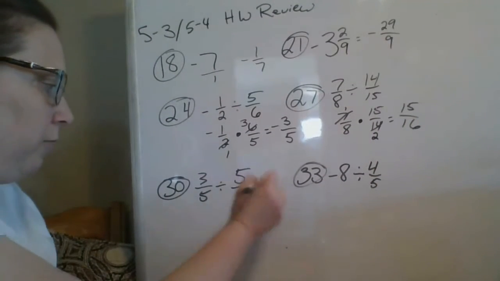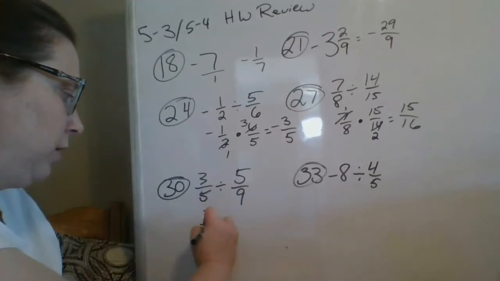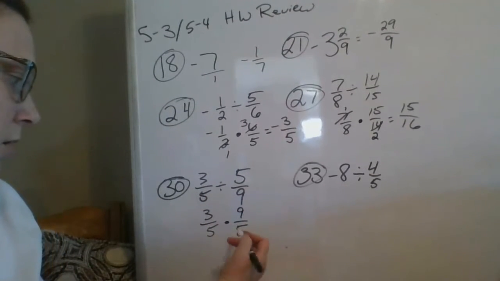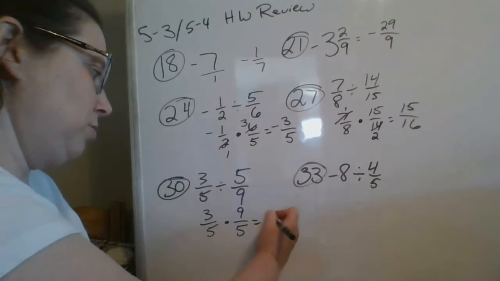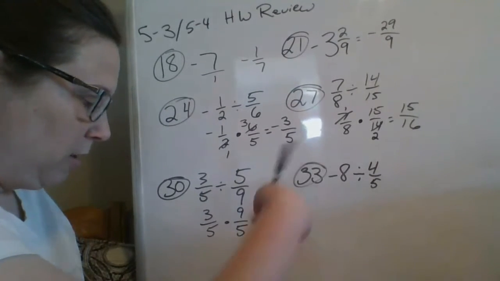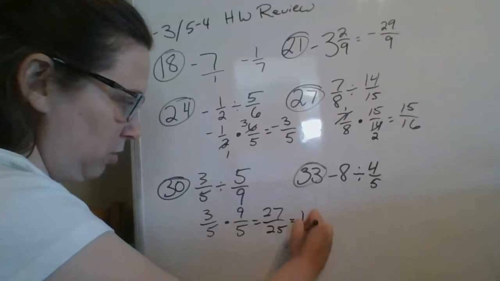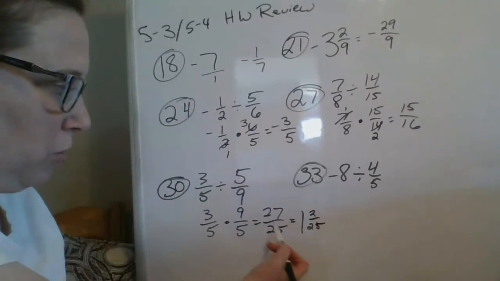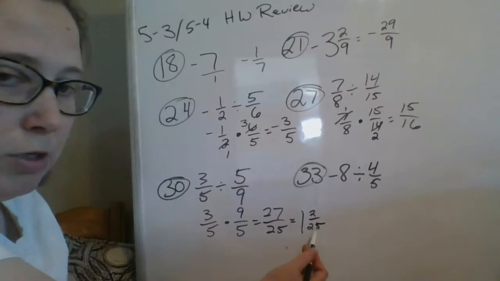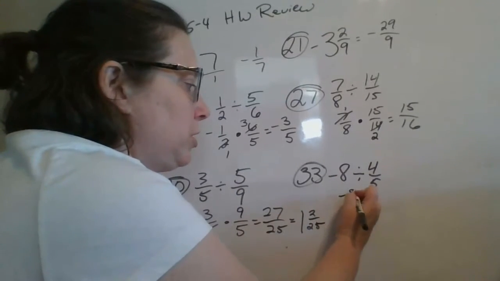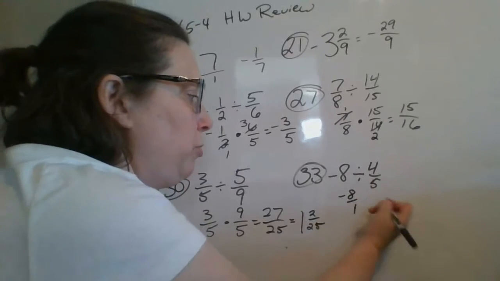Number 30, again, we have two proper fractions, so we keep, change, flip. I cannot cross reduce, so I just multiply and I get 27/25, which I can make into a mixed number. 25 goes into 27 once. I have 2 left over. Denominator stays the same.